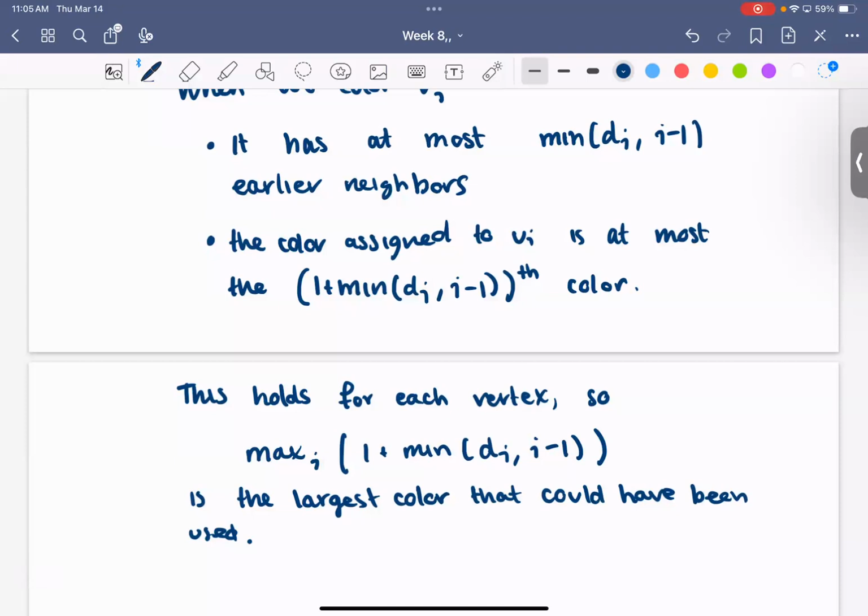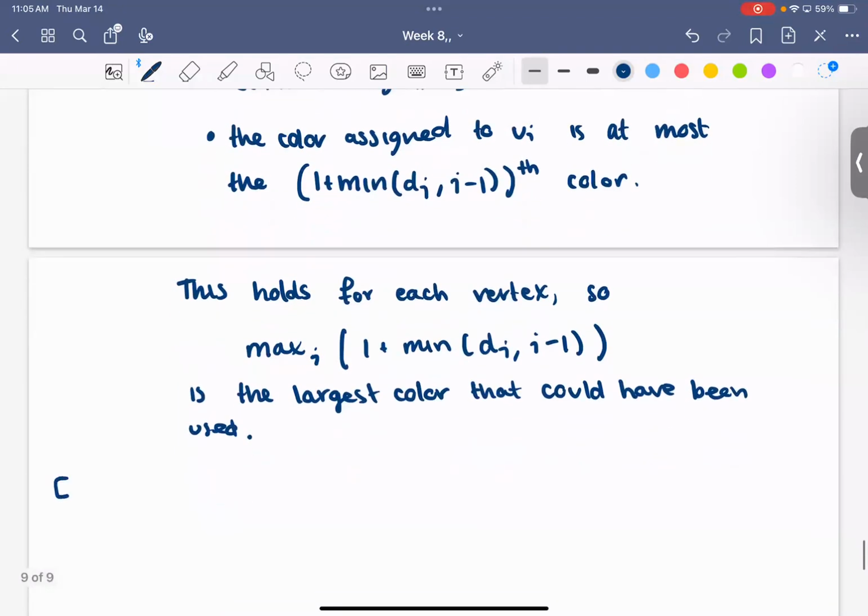Okay, so now I'm going to ask you to give an example where the strategy described in this proof does not give you the best coloring. So give an example of a G where coloring greedily using the vertex ordering given by the degree does not give you the best possible coloring.